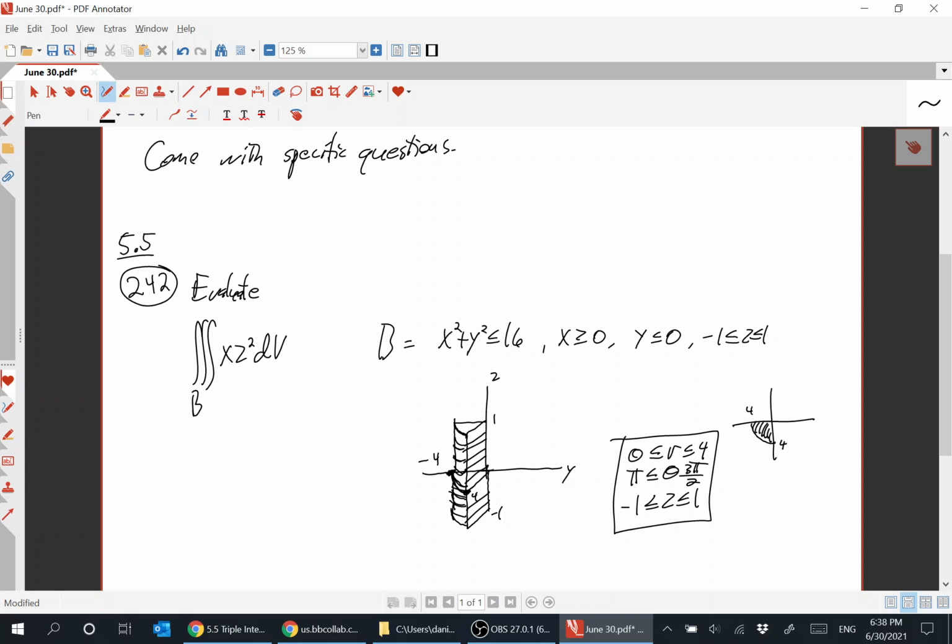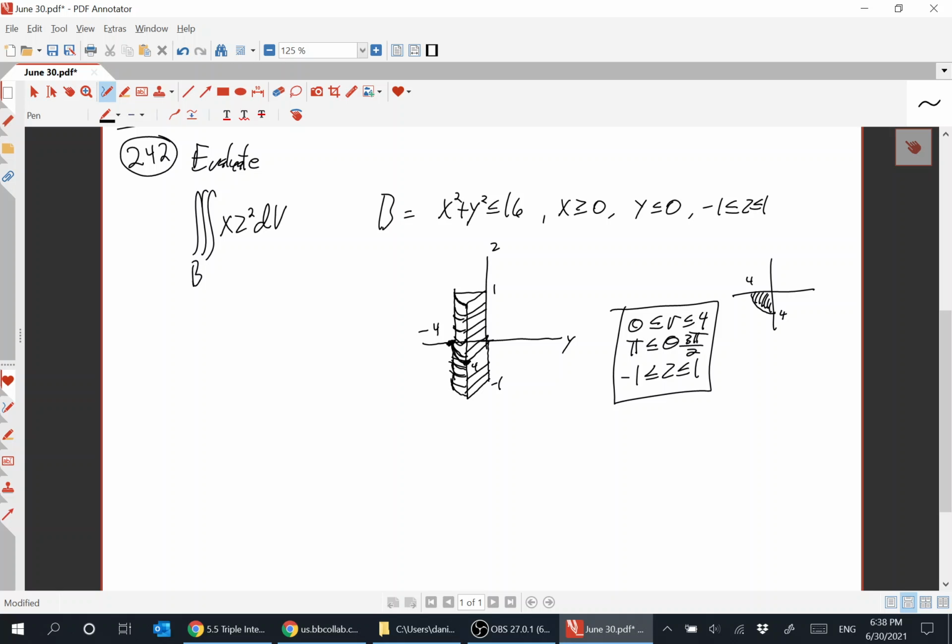Okay? So just a sector of a cylinder, essentially, and it's described very nicely in cylindrical coordinates. So triple integral over B of x z squared dV is equal to, so first z, -1 to 1, and then r and theta, 0 to 4, and then pi to 3 pi over 2, x z squared dz, and then r dr d theta.